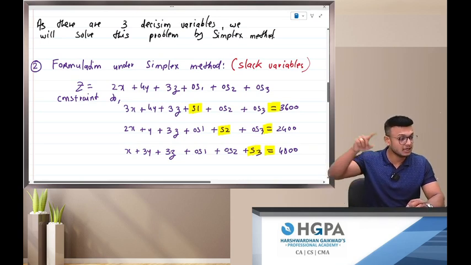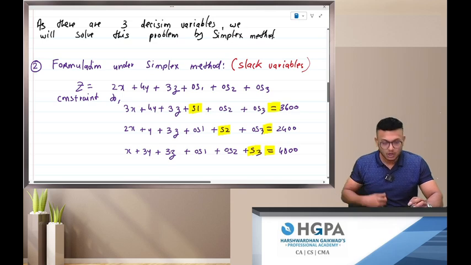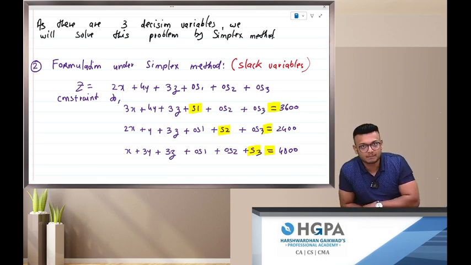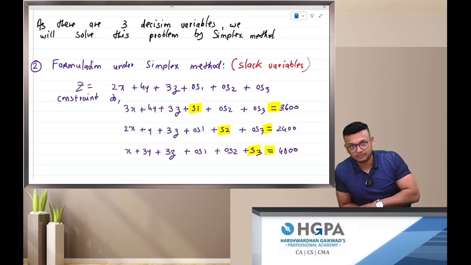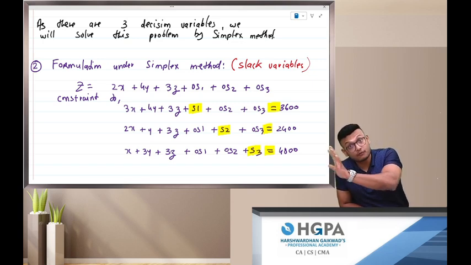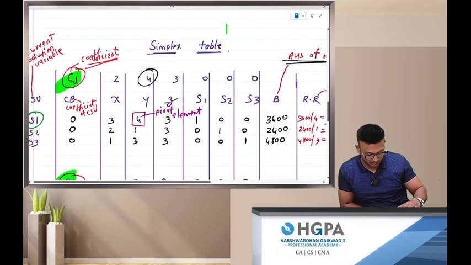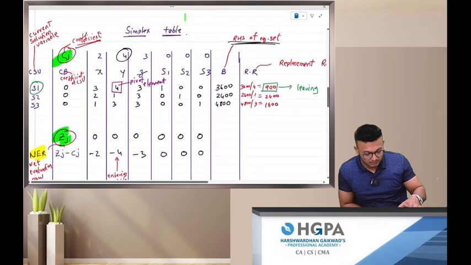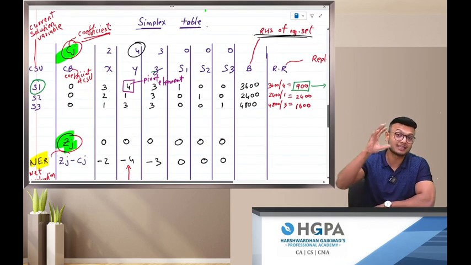In simplex, the first thing we need to do is to formulate under simplex. How to formulate under simplex? Copy the same objective function, plus you need to add the variables. In this, 3 is there. If 4 was there, then S1, S2, S3, and S4 would have come. Okay. Now, next, this is the main table, the simplex table.